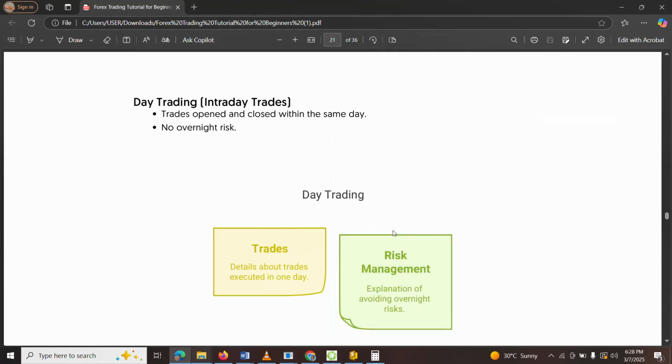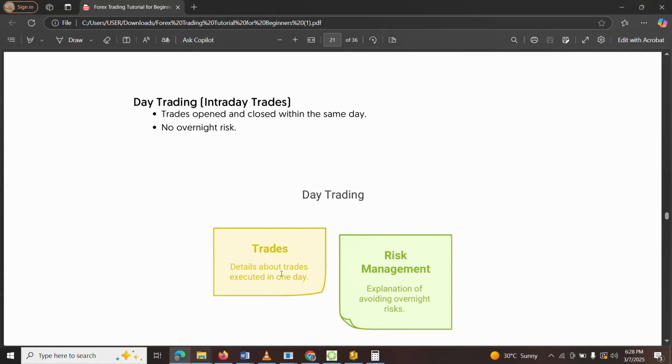I've explained day trading, the intraday. Then for the risk management explanation, we have the explanation of avoiding overnight risk. What no overnight risk means is that you avoid overnight risks by closing the trades within the day. And then we have trades.